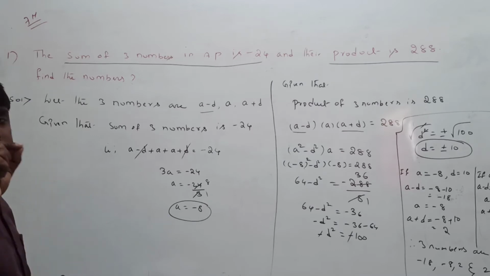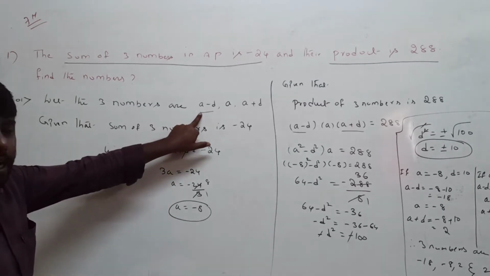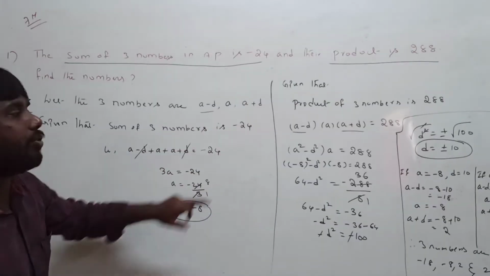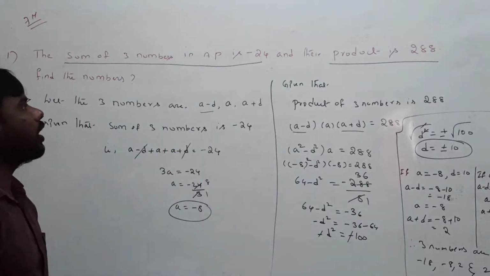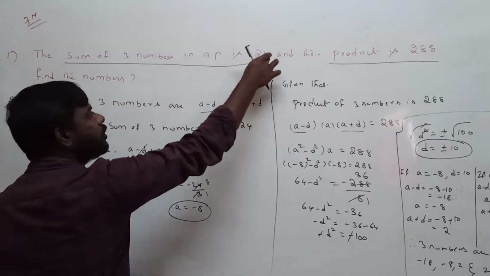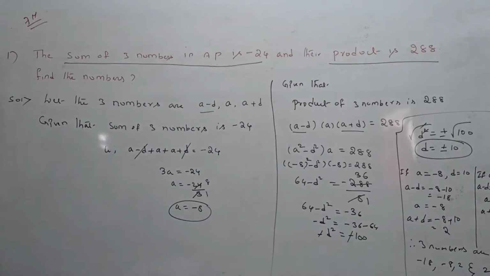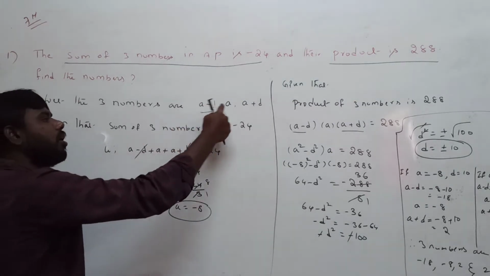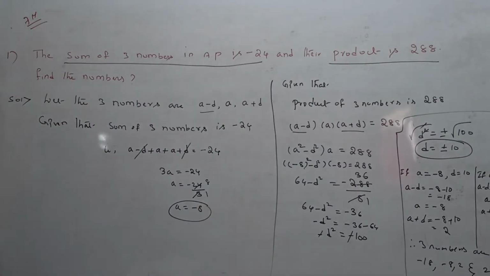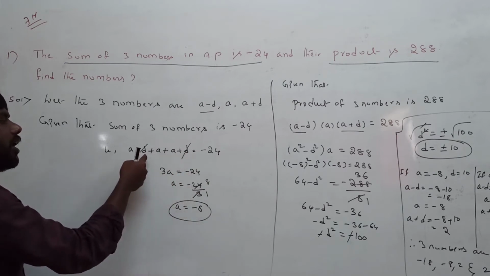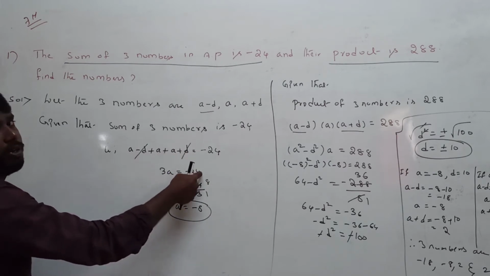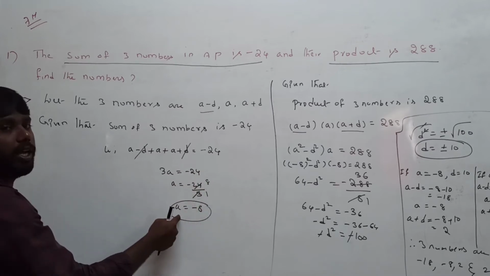First, the three numbers are in arithmetic progression. We assume the three numbers are a minus d, a, a plus d. According to the question, the sum of the three numbers is equal to minus 24. So we take the sum: a minus d plus a plus a plus d, where plus d and minus d get cancelled. Adding the a's, 3a is equal to minus 24. Three divided, we got a value as minus 8.